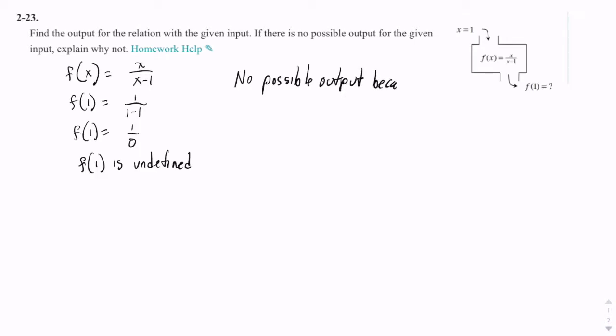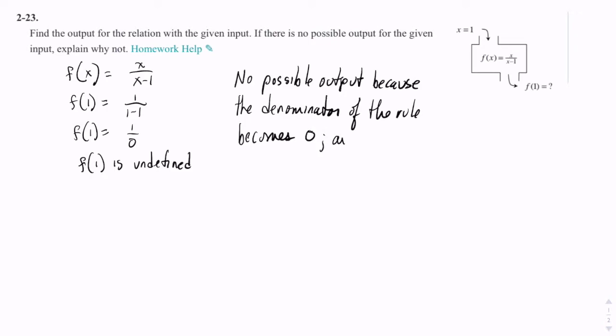Because the denominator of the rule becomes 0, and 0 in the denominator is undefined. That's a good explanation.